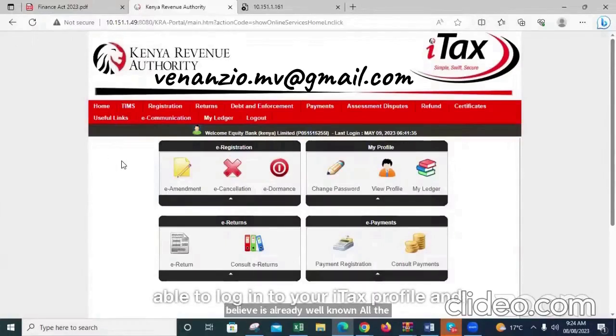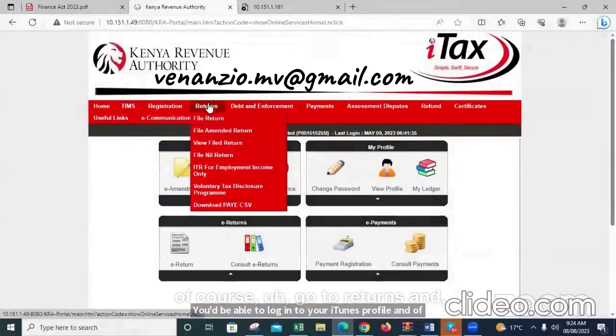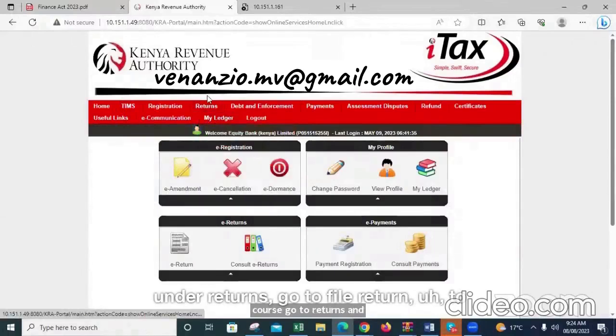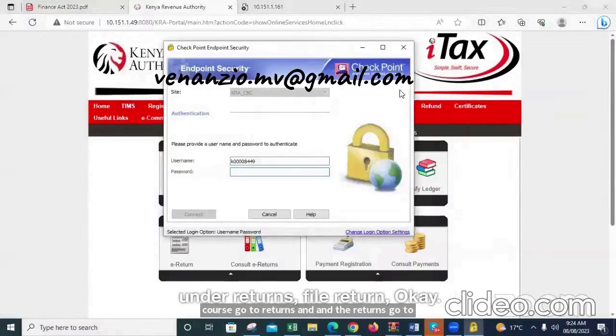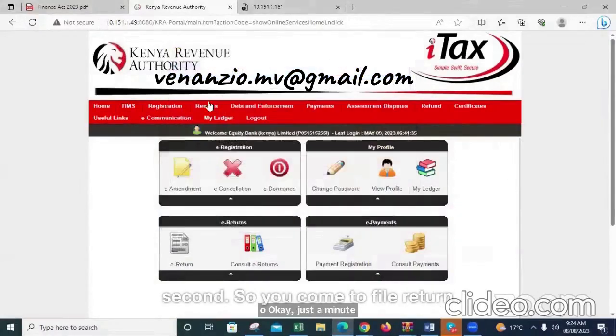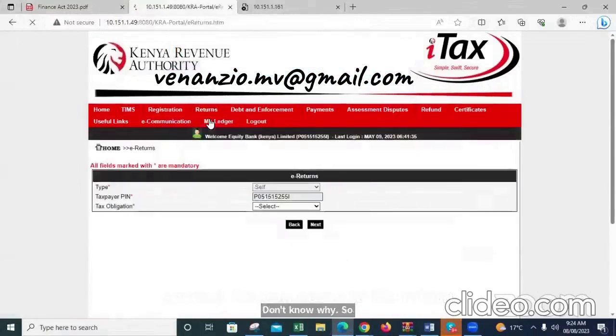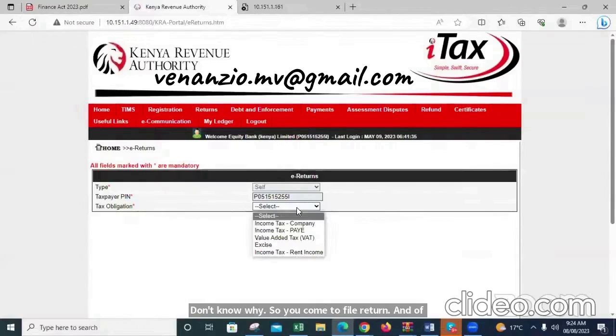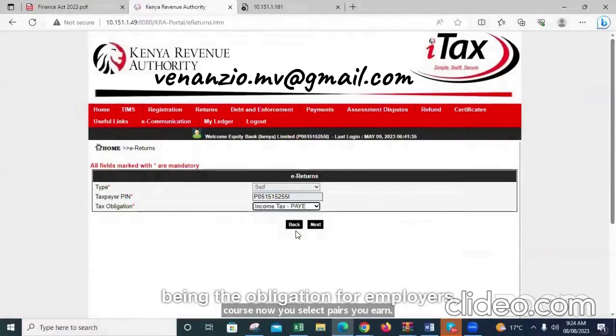You'll be able to log in to your iTax profile and go to returns, and under returns go to file return. So under returns, file return. So you come to file return, and of course now you select pay as you earn, being the obligation for employers.